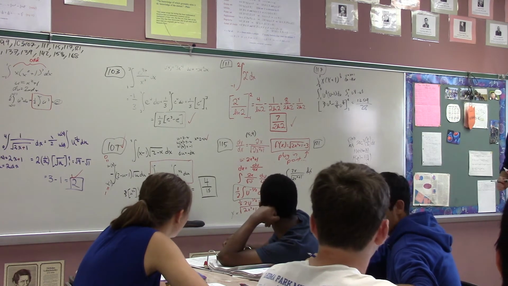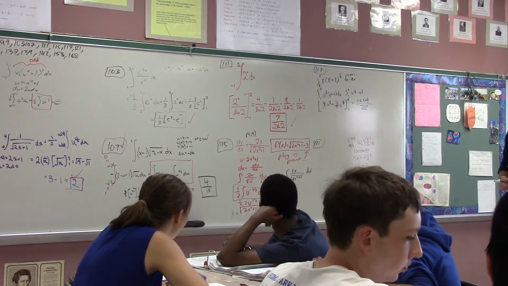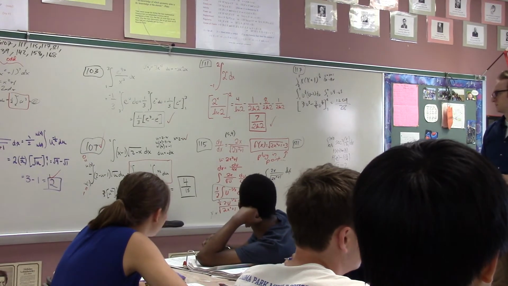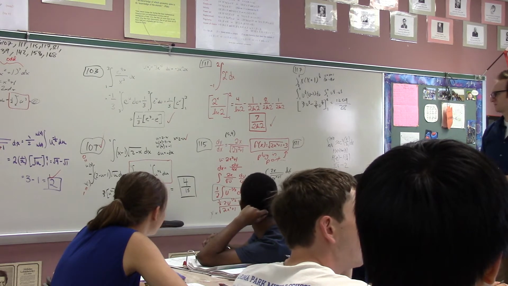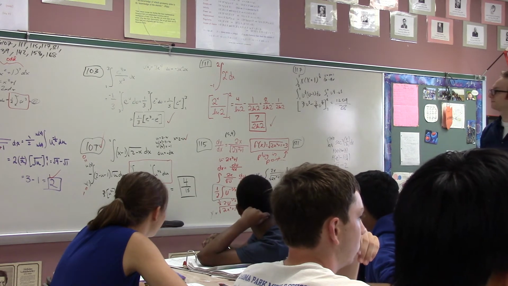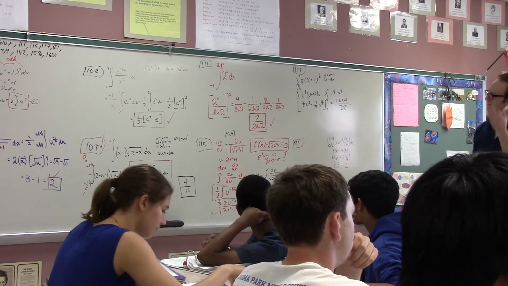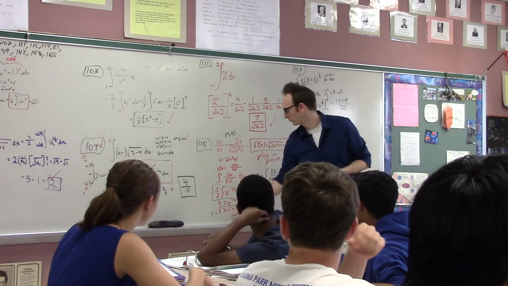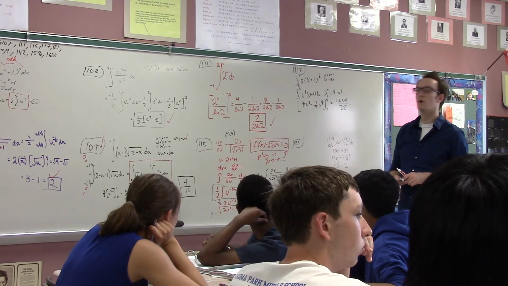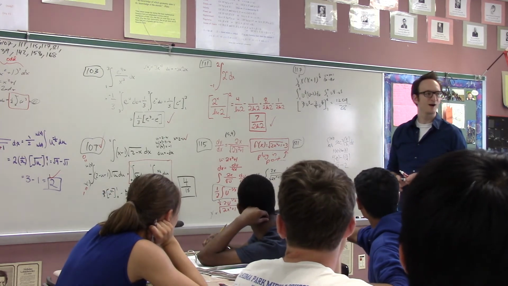And to figure out what c is, you plug in the point 5, and that gives you, what does that give you? Sorry, I'm confused. If you plug in the 5, don't you get root 51? No, root 49, minus 1.